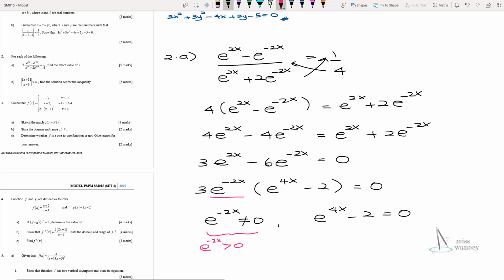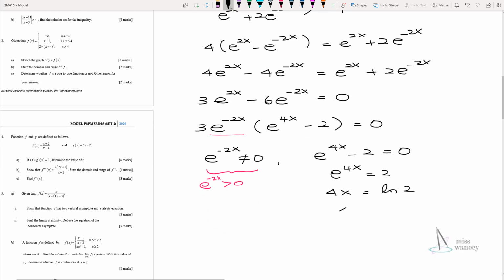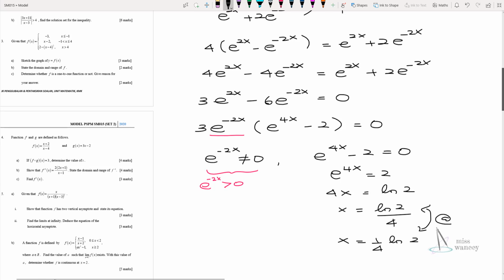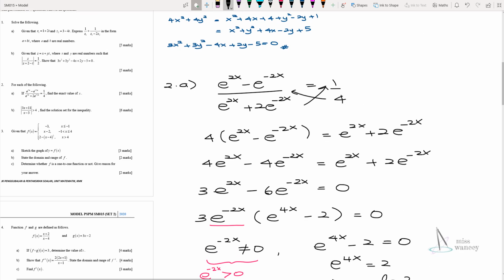Okay, so I'm going to take the second one. So I have e 4x is equal to 2. So 4x is equal to ln of 2. Therefore x is simply equal to ln 2 over 4. Ataupun nak tulis 1 over 4 ln 2 pun boleh jugalah. So either one will do. Okay, so that is the answer for question number 2a. So let me proceed with the next one.